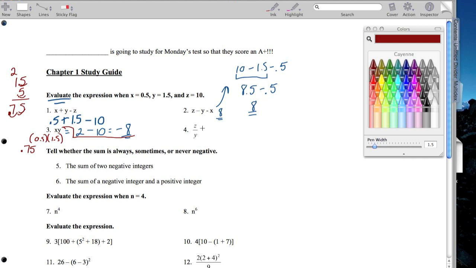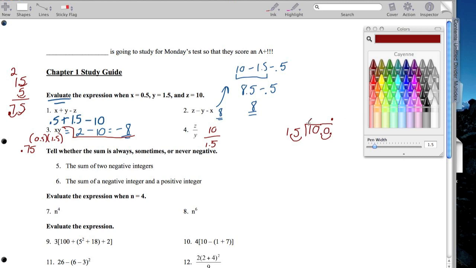Number 4, z over y. So it's going to be 10 divided by 1.5. When we divide, our top number is going to go on the inside. 1.5 is going to go outside. This really has a decimal point here, and because we can't keep our decimal point outside, we want to move this once and then correspondingly this once as well. Decimal point is going to come straight up then, and now we're just dividing 15 into 100.